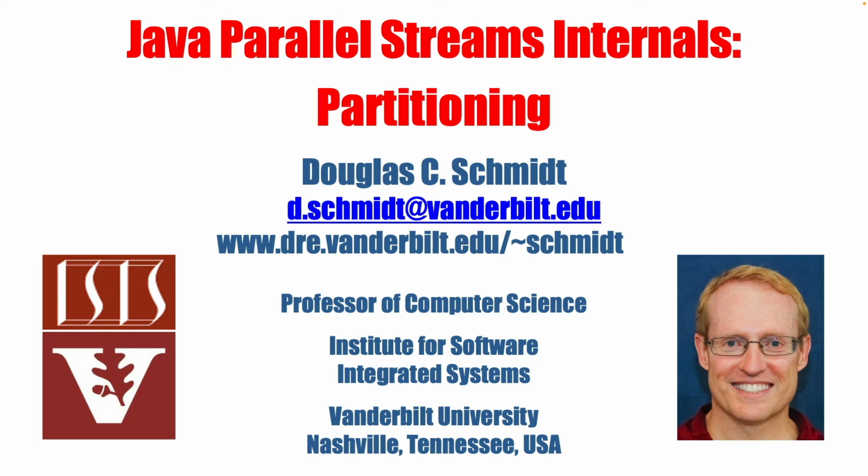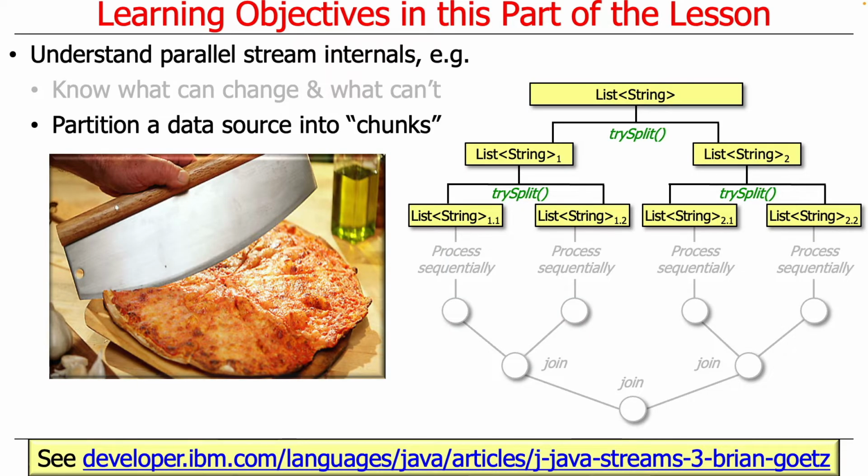So we're going to continue on with our discussion about the internals of parallel streams. Last time we talked about parallel stream internals, we talked about what can change and what can't change, and that led to a discussion about things like spliterators and to discussion of collectors, as well as the way in which the common fork join pool actually processes the results in various ways and how you can control or not control some of those dimensions.